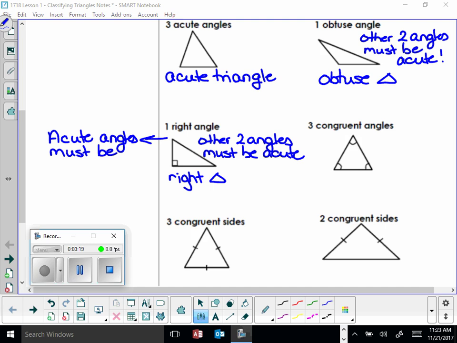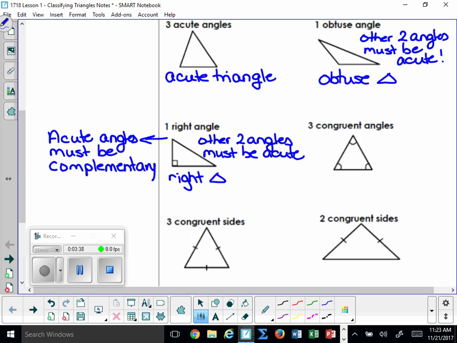So the two acute angles in a right triangle have an angle pair relationship. What is that angle pair relationship? They have to be complementary. Let's stop and think about that for a second, right? The three angles add up to 180 degrees. We subtract out 90 degrees for the right angle, and the other two remaining angles have to add up to 90 degrees. That's the definition of complementary angles.